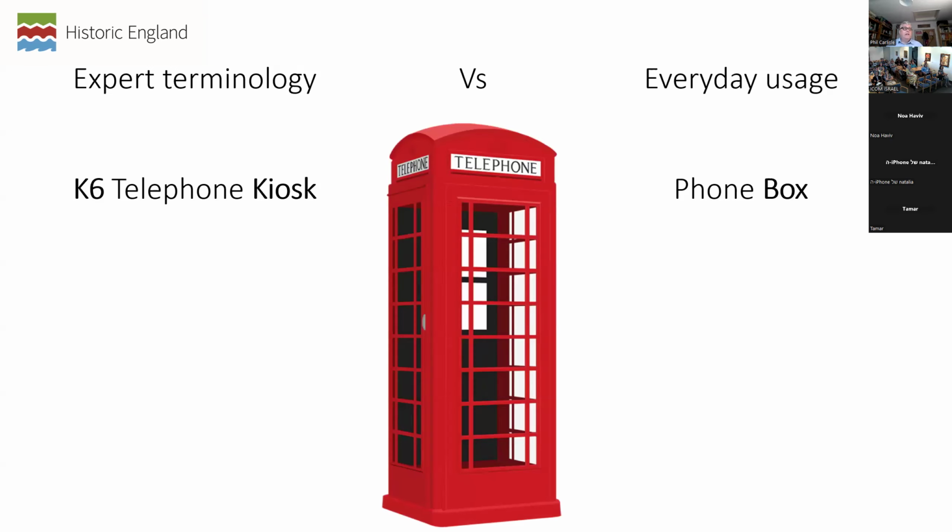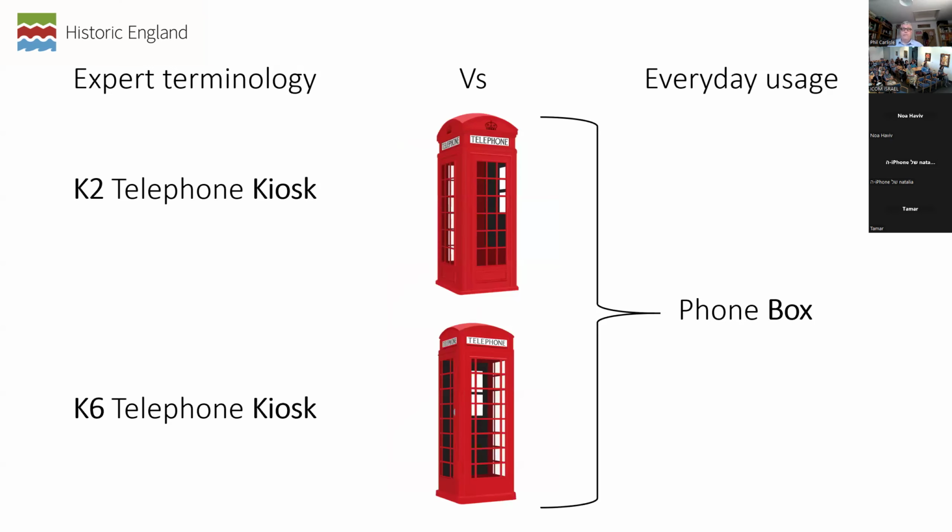The problem is that the K6 telephone kiosk, designed by Sir Giles Gilbert Scott in 1935, with a different fenestration, so small window, long window, small window, and is the ubiquitous red telephone box, is known as a phone box. So these two things to the expert are different things, but to the end user, they're just one. They are the same thing, they're phone boxes. So your terminology needs to acknowledge that and needs to compromise.